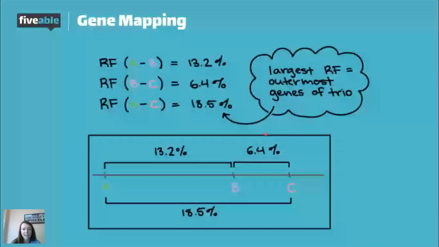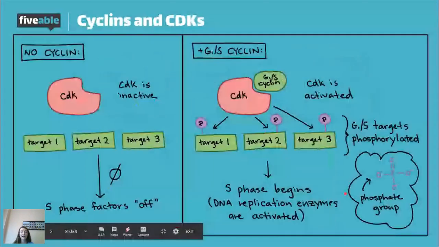Okay, so cyclins and CDKs. So CDK stands for cyclin-dependent kinase. A kinase is an enzyme that phosphorylates things.